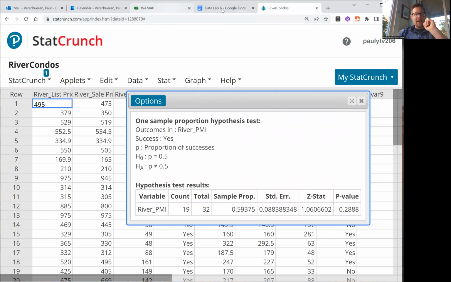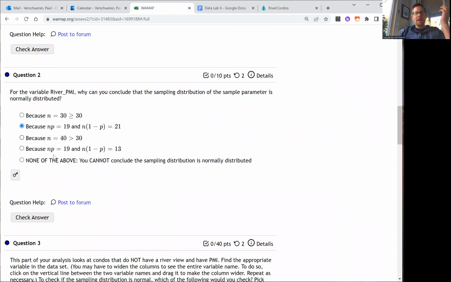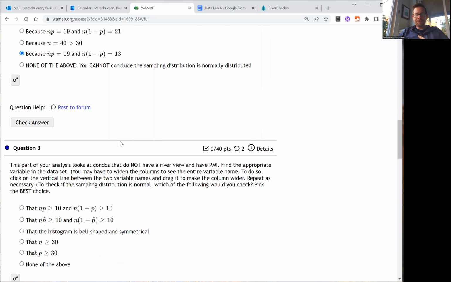So the right answer on number 2 is this one, because there are 19 successes and 21, I'm sorry, no, not this one. Keep watching, don't pause it. 19 yeses, 13 no's. So that's at least 10 successes, at least 10 failures. We're good to go. So that's just a freebie on that one, excuse me.